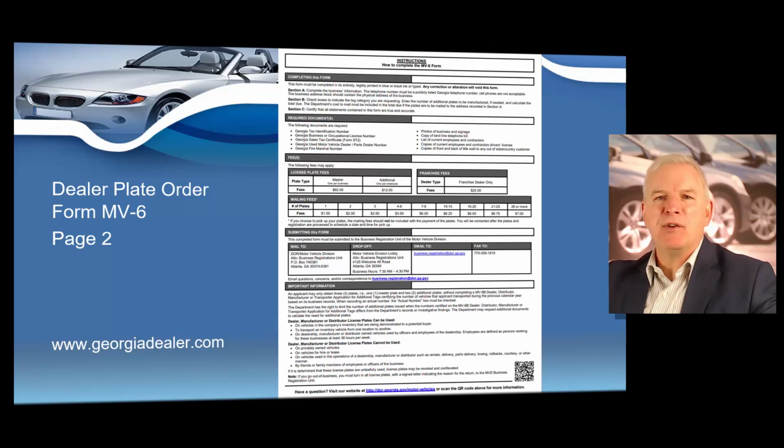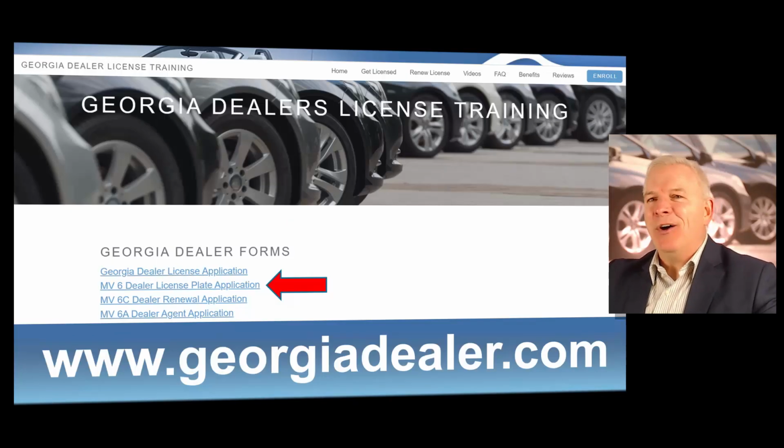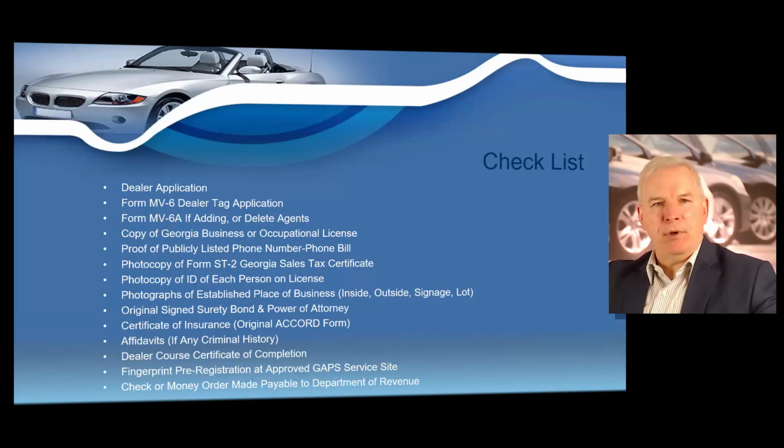Here you see the back of Form MV-6. You're going to see instructions. So if you have any questions about how to complete the form, just read the back of the page, and that form has extensive instructions as well. Once again, you can easily download your Form MV-6, that's your dealer plate order form, at the GeorgiaDealer.com website. You'll just scroll down and click on dealer license forms. And here, once again, you'll be able to download those forms.